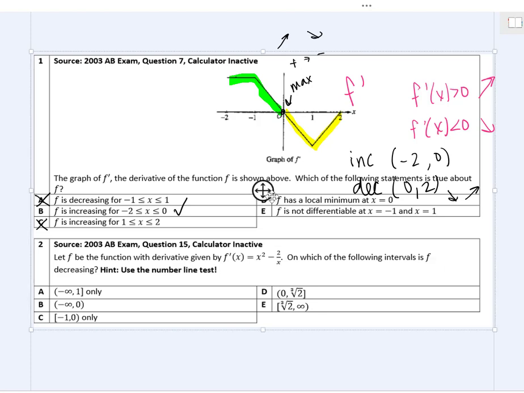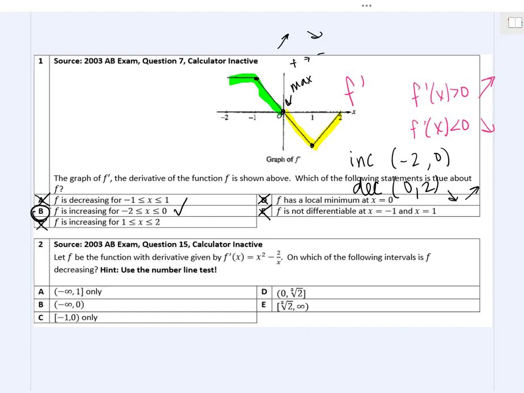And then it's not differentiable at negative 1 and 1. Well, this is the derivative, and the derivative has a value right here. It's not double differentiable, but it still is differentiable. We have no idea about that. So there we go. It should be B. The function is increasing from negative 2 to 0.